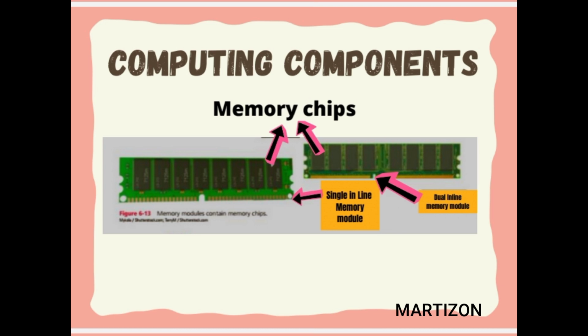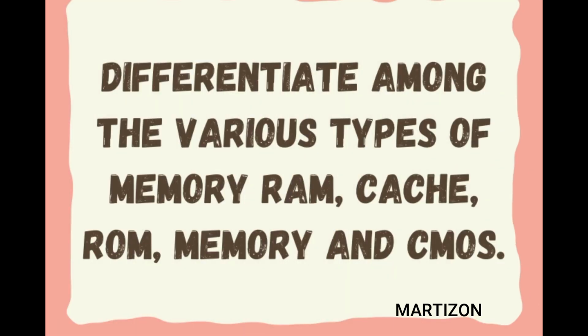And also we have the DIMM, Dual Inline Memory Module. By contrast, the pins on the opposite sides of the circuit board do not connect and thus form two sets of contacts. Let's move on. Let's differentiate among the various types of memory: RAM, cache, ROM, flash memory, and CMOS.